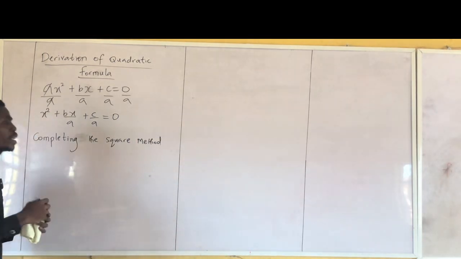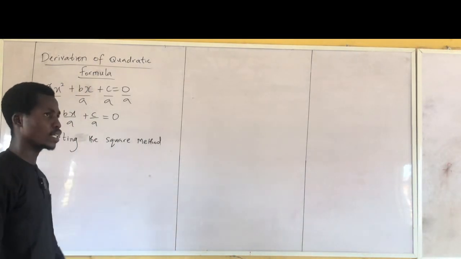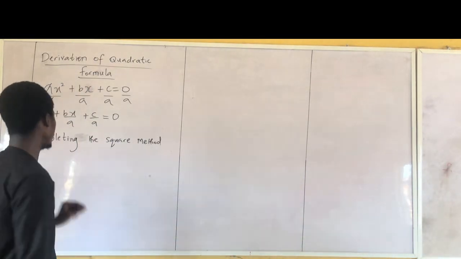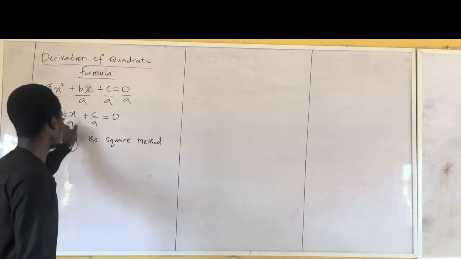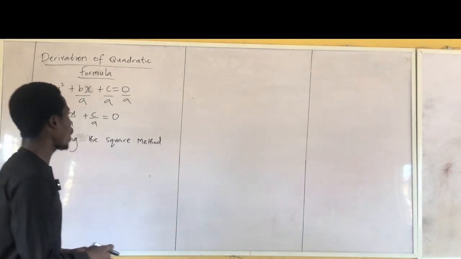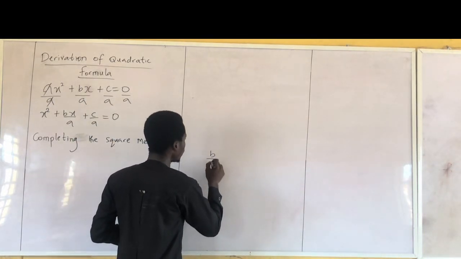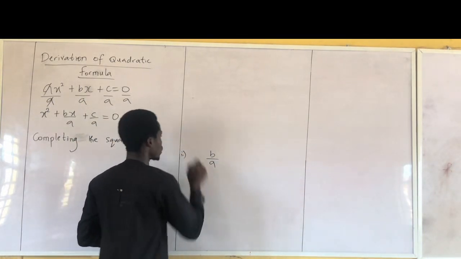Okay, good. Now that we know that b over a is the coefficient of x in this case, we want to find the completing the square of what? B over a. Now how do we do that? How we are going to do that is: write out that coefficient, which is b over a. That's the first step.